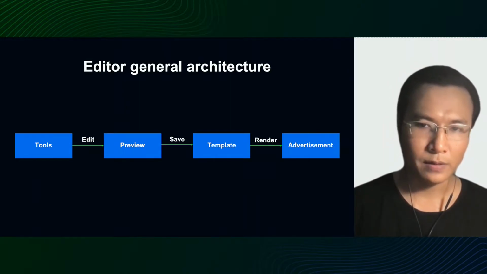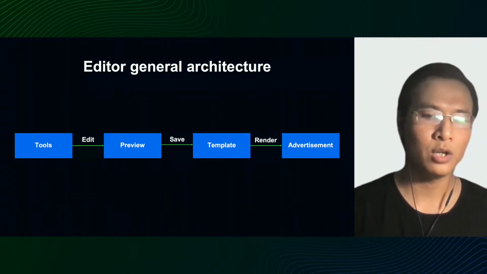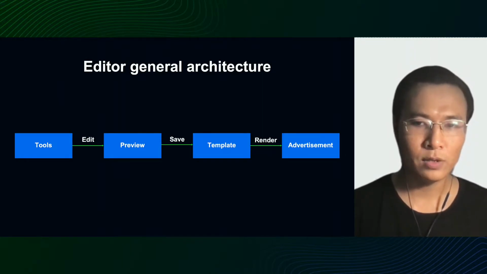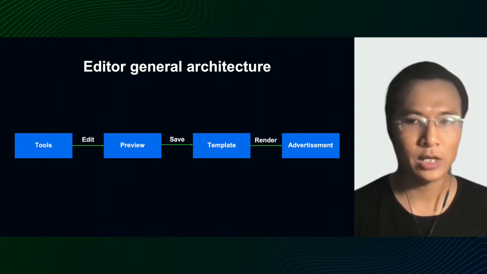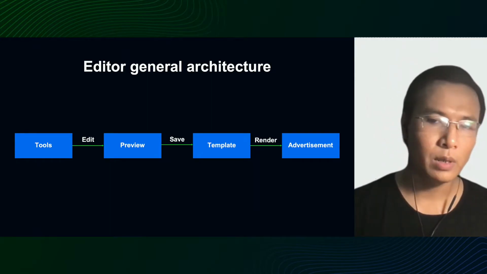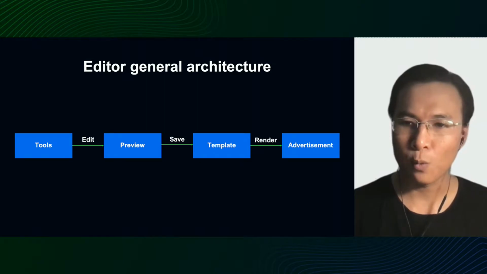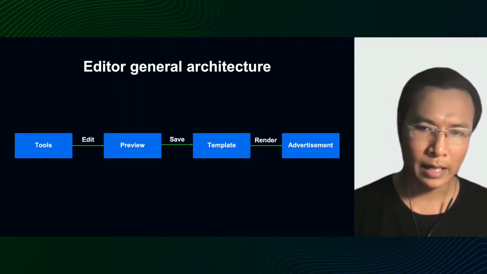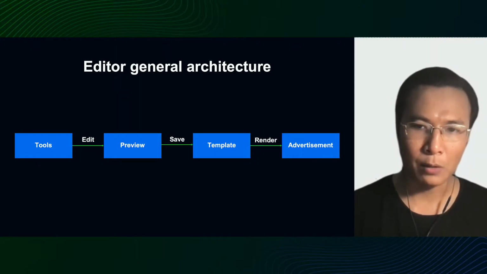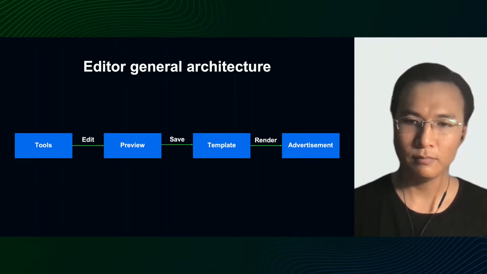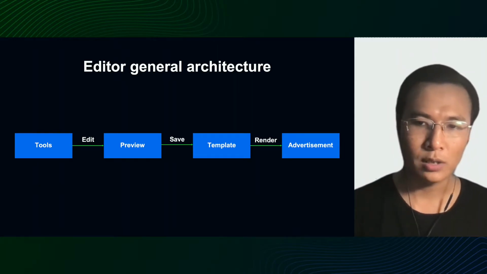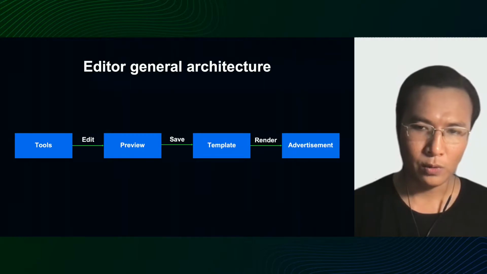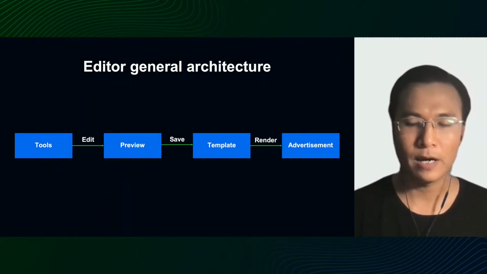Creative Lab service provides different kinds of editors, and their general architecture is composed of 4 components. A set of tools that allows the users to edit the advertisement template. The preview component, which helps the user to see what the creative will look like before rendering. In case of image editor, users can edit the template by interacting directly with the preview component. The advertisement template itself, which contains all information of the advertisement. And finally, by rendering, we will turn this template into the actual creatives for advertisement.